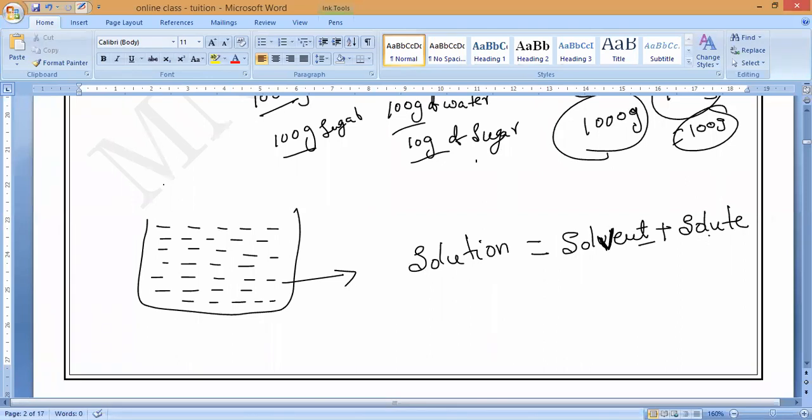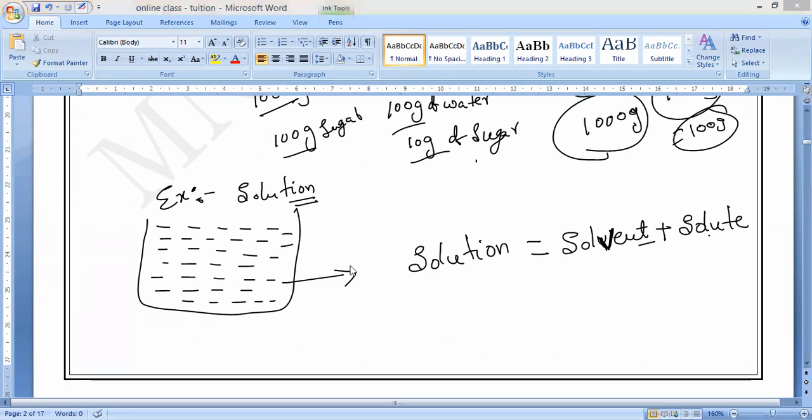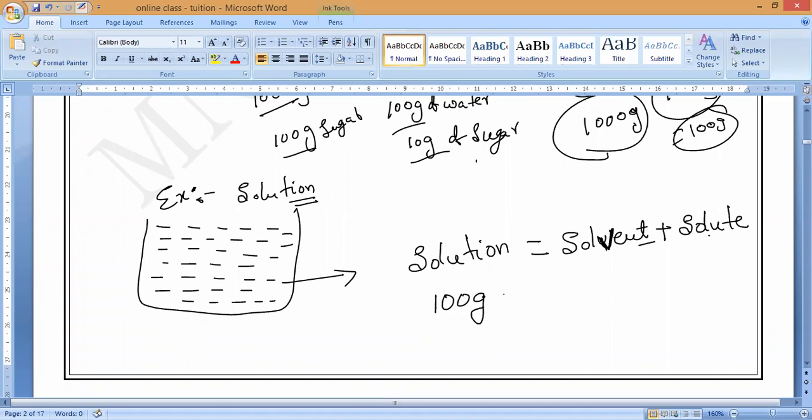Now I have taken water. Now I am giving an example. I am taking a solution. Understand? So I am taking a solution. Solution is equal to 100 grams.